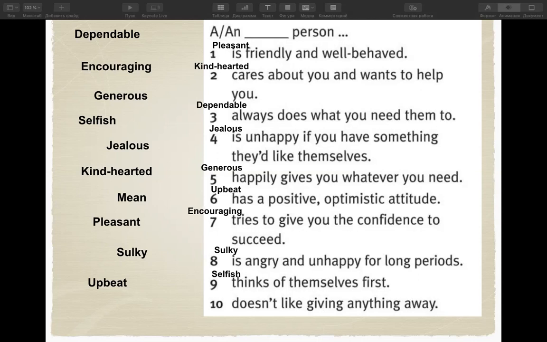And who doesn't like giving anything away? A mean person doesn't like giving anything away.